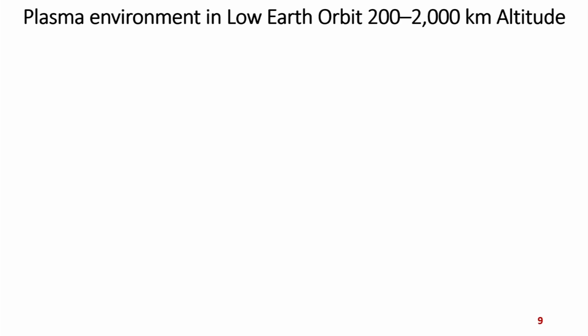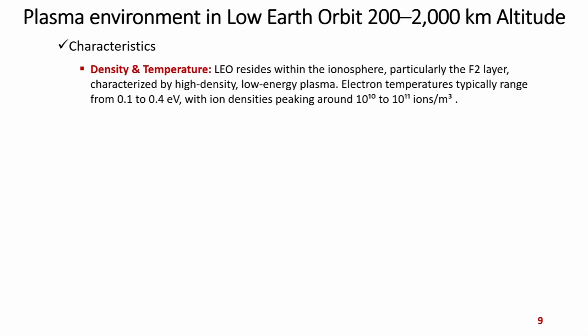We will consider the low Earth orbit, medium Earth orbit, and the high Earth orbit. So, what are the characteristics of the plasma environment in low Earth orbit? Low Earth orbit plasma environment is basically dominated by the ionosphere, especially if you consider the F2 layer, which will be around 300 to 500 kilometers. This is characterized by high density, low energy plasma.